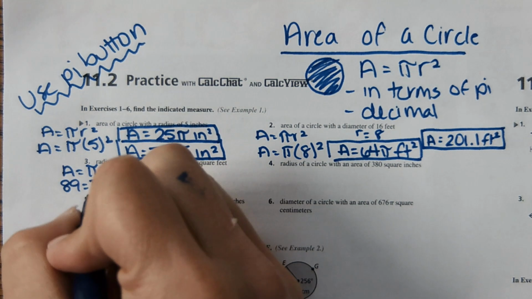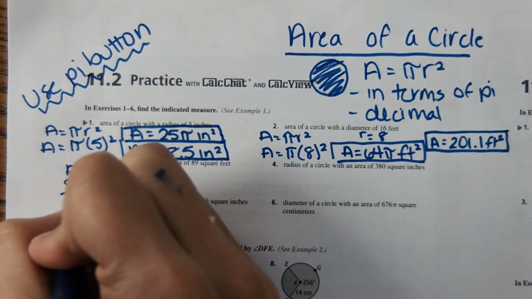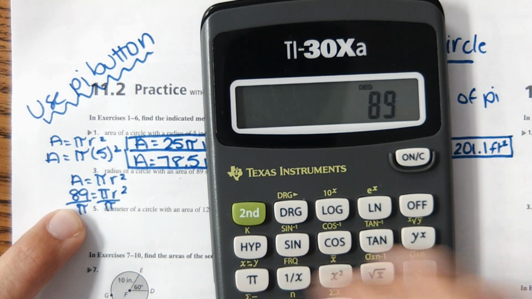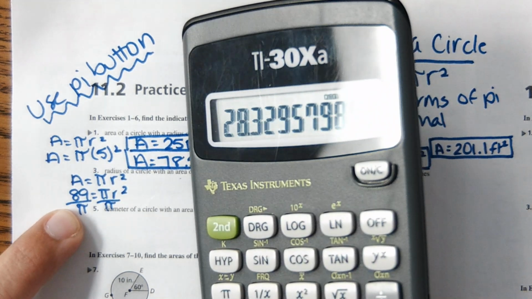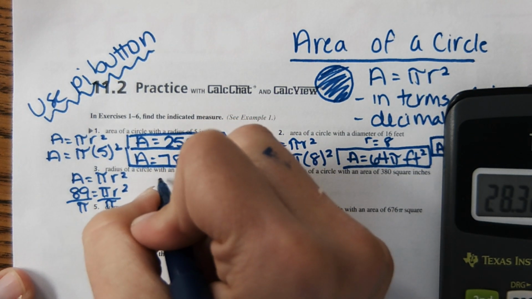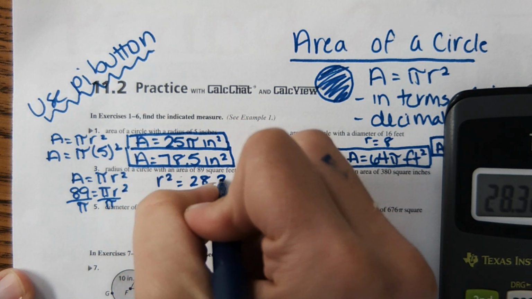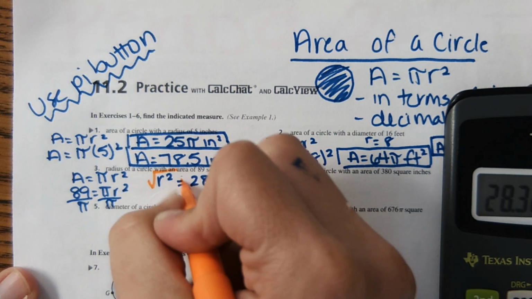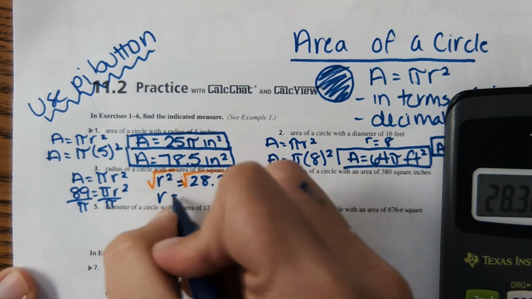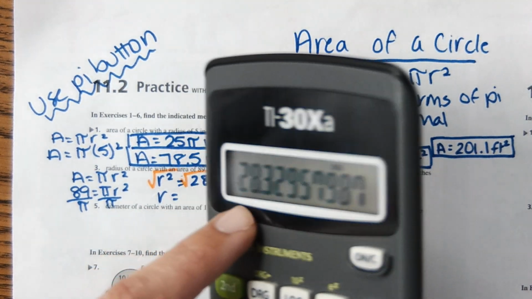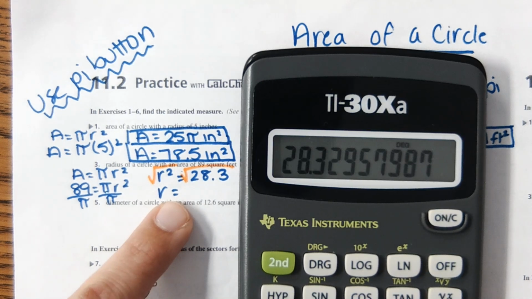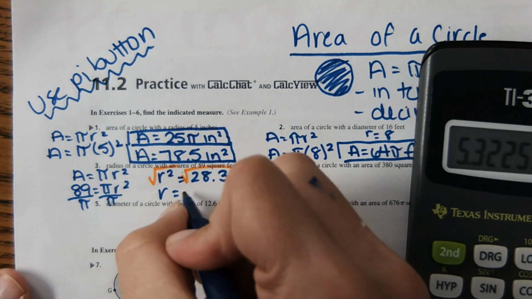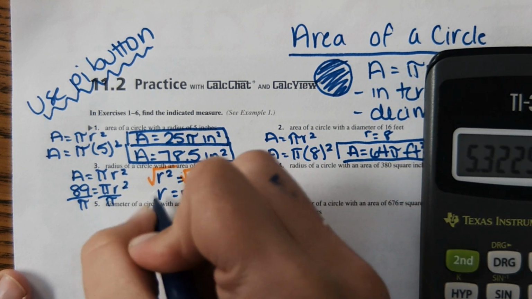And then we solve for r. So we're going to divide both sides by pi. So 89 divided by pi equals 28.3. So r squared equals 28.3. And then take the square root of both sides to get r by itself. R equals, and then a little hack is to keep the numbers in the calculator so you don't have to round as you go and just square root that, and then we get 5.3 feet.